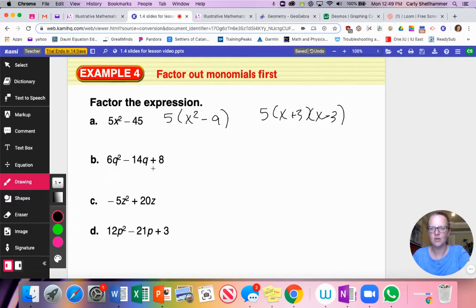Okay, cool. This next one, I don't know. This isn't a perfect square, that's not a perfect square, but everything's even. So let's see if I can make it smaller. So if I factor out a 2, I'm left with 3q squared minus 7q plus 4. Okay, I don't have anything super simple, but my numbers are smaller, which will be easier to factor.